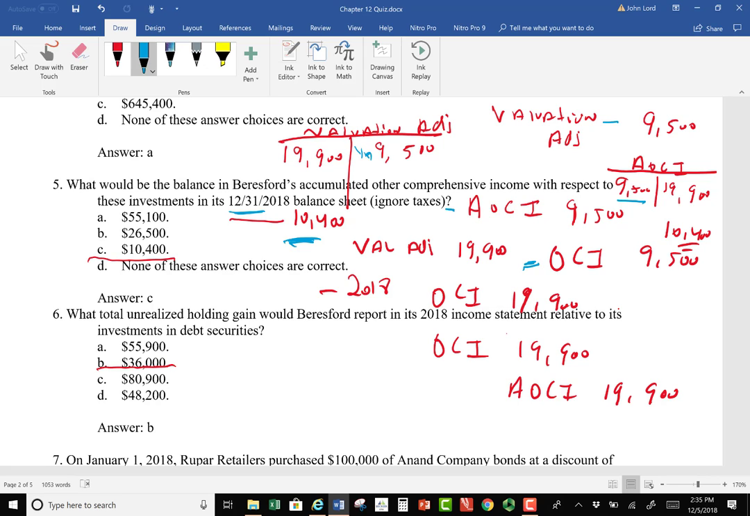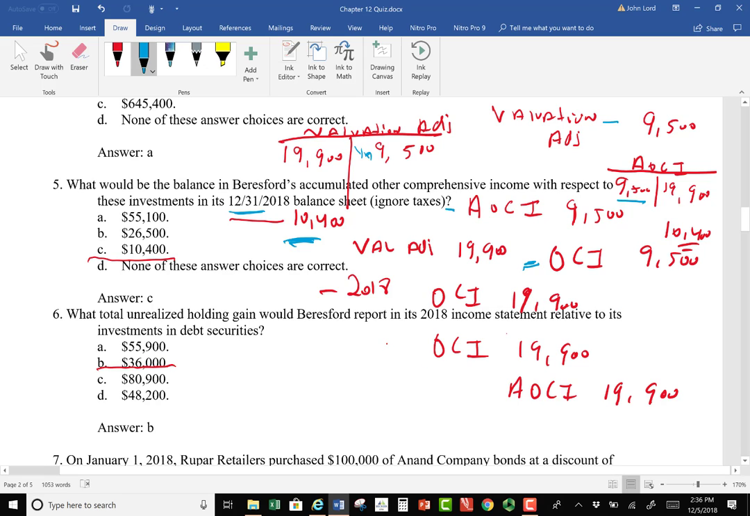If I sold it the next day, what'll happen? Now that it's up, I'll credit the valuation allowance. I'll debit accumulated OCI, right? And it'll be gone. And then I can just take the difference between whatever I sell it for and the carrying value at that point in time, and that's going to go into my net income, right?